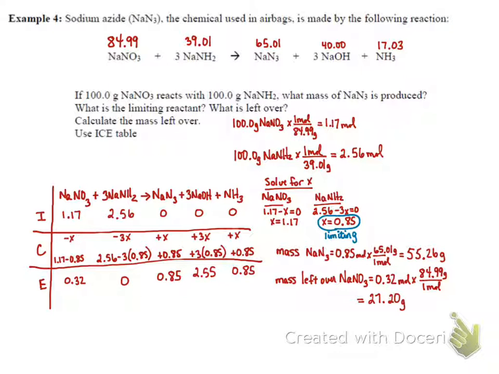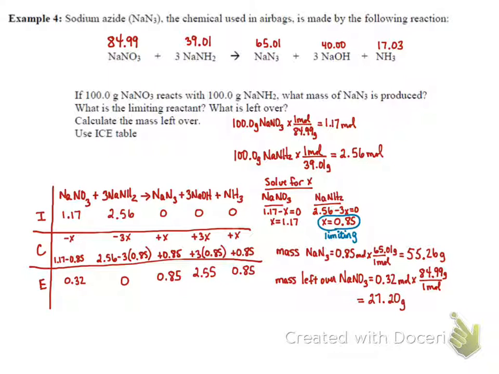How much sodium nitrate is left over? This is the number of moles left over, the end of our ice table. So that's going to be 0.32 moles times 84.99 grams per mole. It's 27.20 grams left over of leftover sodium nitrate.